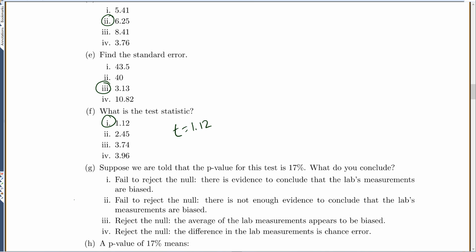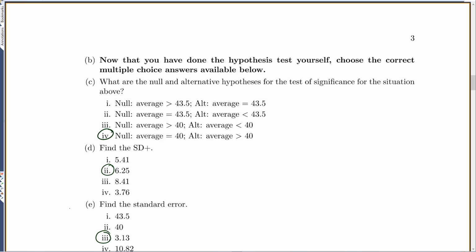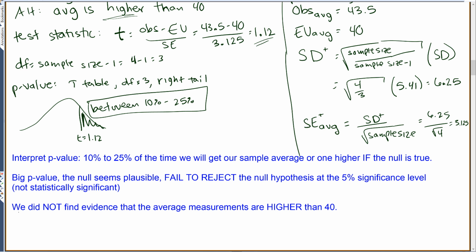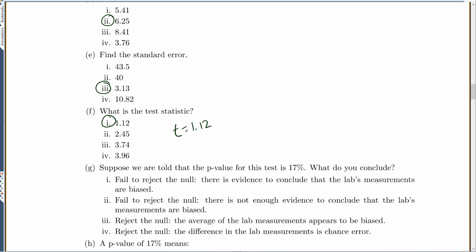Well, go back to what we said. It's always easier if you write your answer first so you don't get mixed up. We said we did not find evidence that it's higher than 40, and we also said fail to reject the null. So find the thing that matches that. It has to be fail to reject, so it can't be those. And we said there's not evidence that it's higher than 40. So not evidence, fail to reject, and it must be this one. So there's not evidence to conclude that the lab's measurements are biased. Okay, so that seems to match what we had. She didn't say the average is greater than 40, but that means the same thing. If they were biased, the average would be greater than 40.